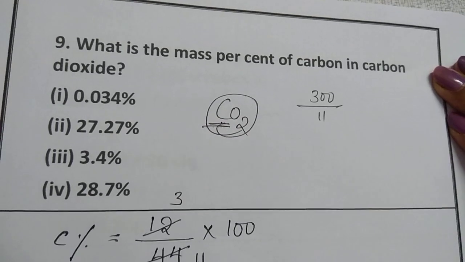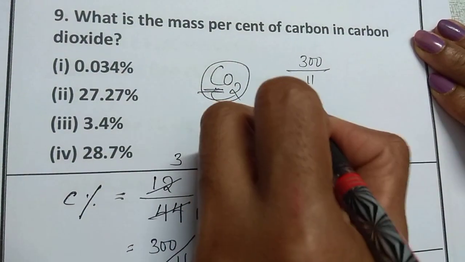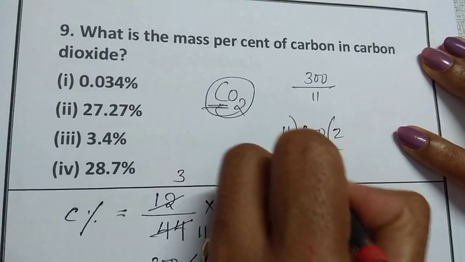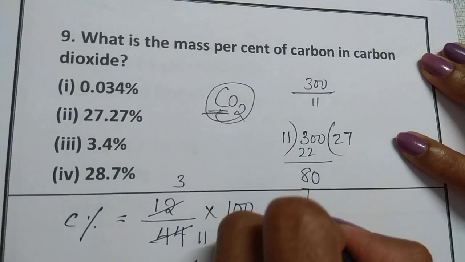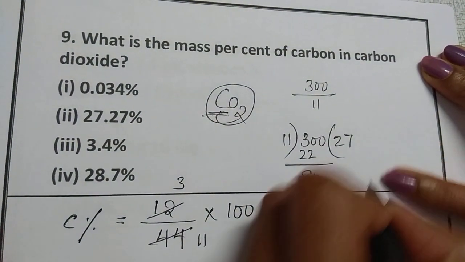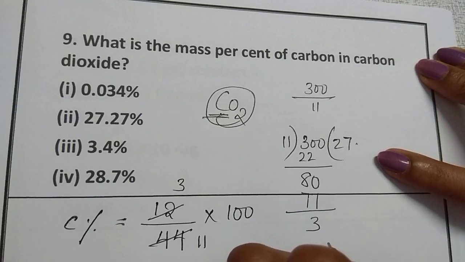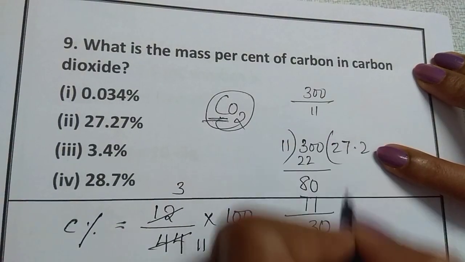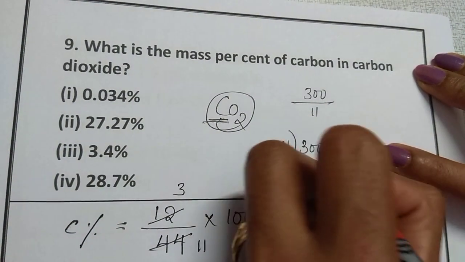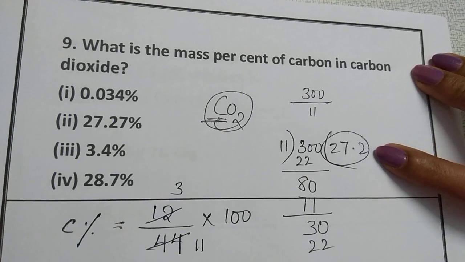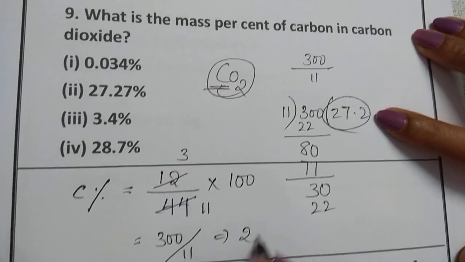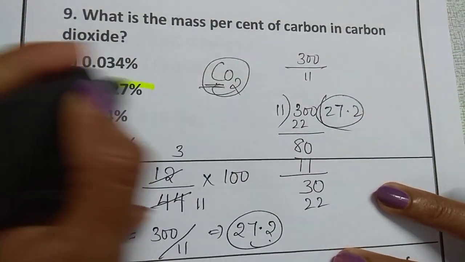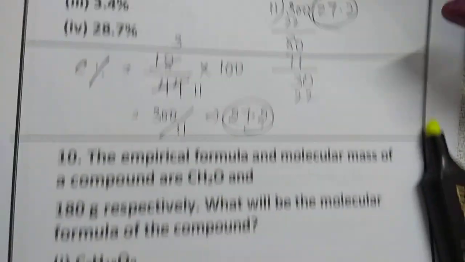How much is 300 by 11? 11 2s are 22. Then 80 is left. Then 11 7s are 77. 3 is left. Put a point over here, and then put a 0 over here. 11 2s are 22. So you are getting almost 27.2%. So what is the correct answer here, my dear students? Option 2 is the correct one. And see the next question.